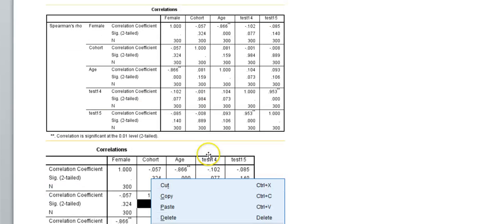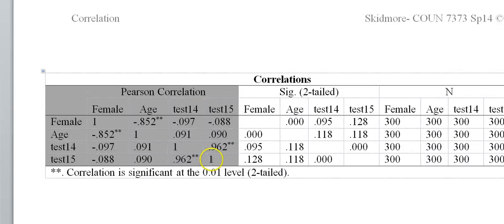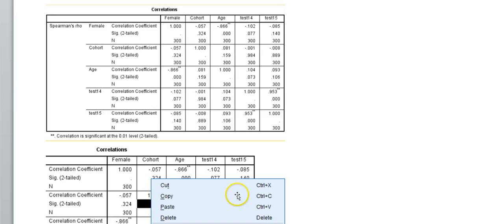If we go to the Pearson R over here, we get a slightly stronger relationship of 0.962 between test 15 and test 14, and they did not violate the assumptions, so I would go with the Pearson R for test 14 and 15 because the assumptions were met. I looked at the linearity, and they are demonstrating a linear relationship, and there's no reason to not look at the Pearson R, so you would report that.